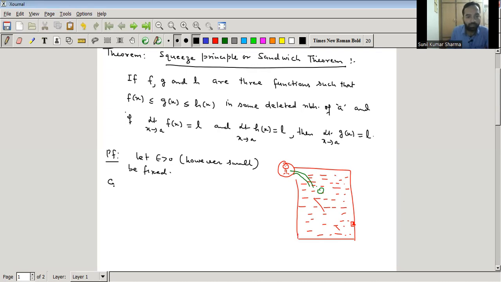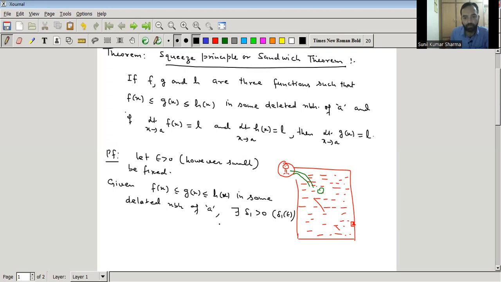So given f of x is less than or equal to g of x is less than or equal to h of x in some deleted neighborhood of a, that is, there exists delta 1 greater than 0, this delta 1 depends upon epsilon, such that f of x is less than or equal to g of x is less than or equal to h of x for 0 less than mod x minus a less than delta 1.